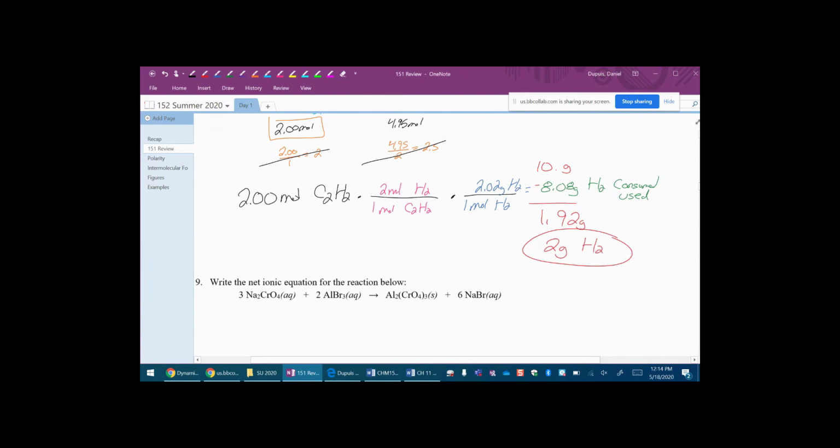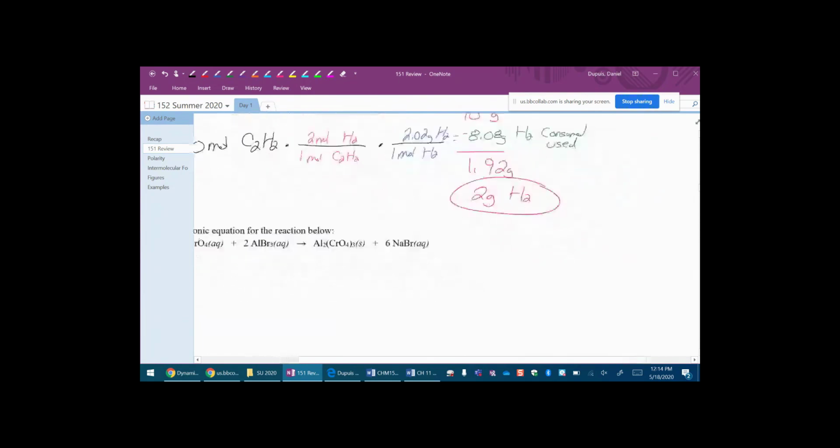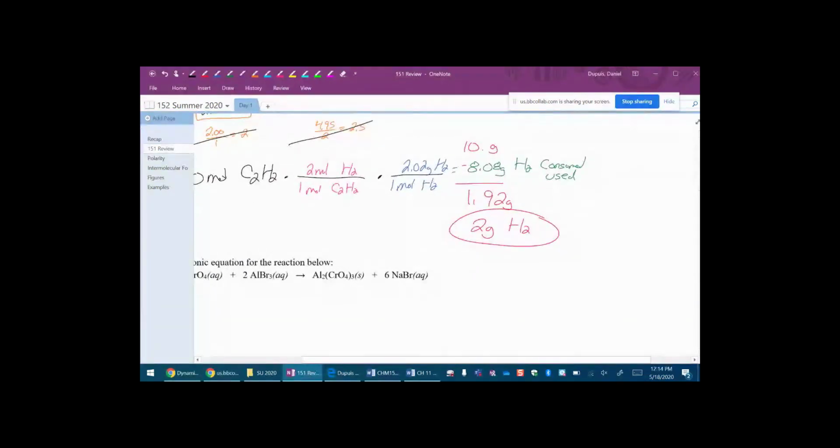So what are the strong electrolytes? Ionic and aqueous, soluble salts, strong acids, strong bases. That's it. So let's talk about those. So ionic and aqueous, strong acids, strong bases, which the strong bases are ionic and aqueous. These are all strong electrolytes.